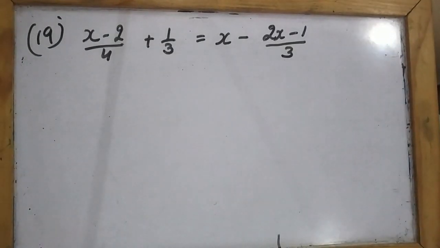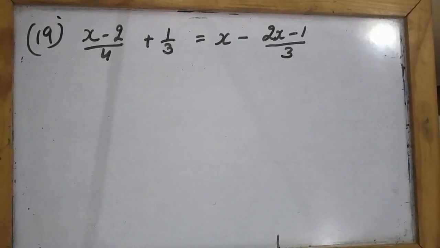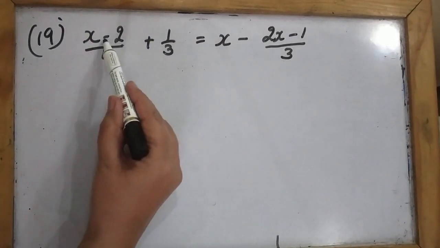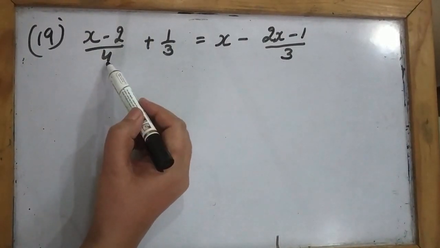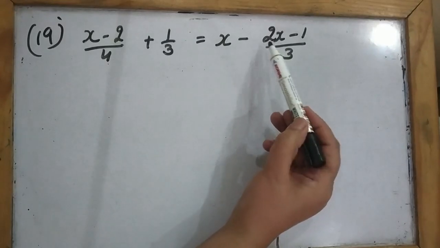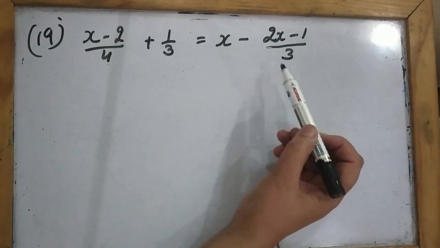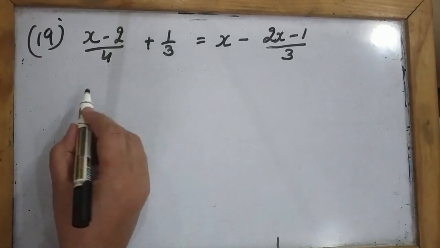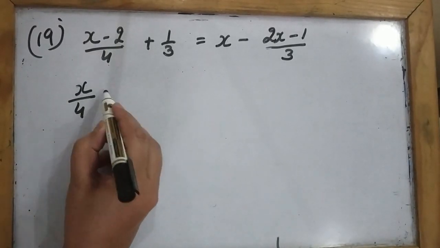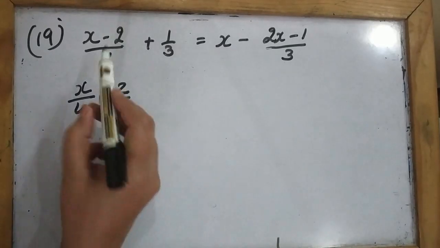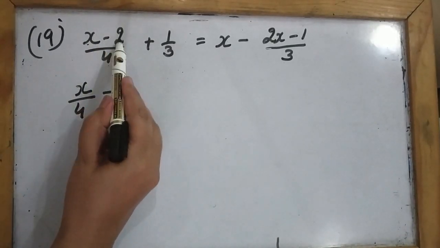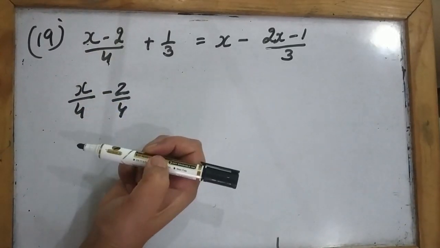Class, now the 19th question. As we have done the 12th question, the same, like this x minus 2, both of them has the denominator 4, and here also 2x minus 1 both have the denominator 3. So you can also write them as x upon 4 minus 2 upon 4. So these you can write separately with both with the denominator 4.